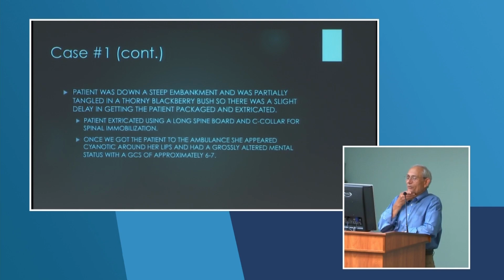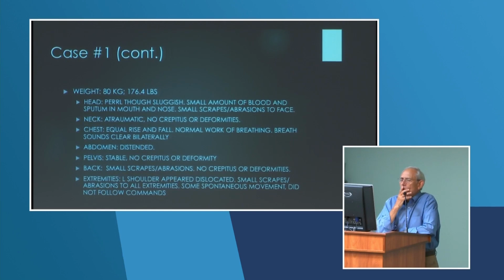Down a steep embankment, partially tangled in a thorny blackberry bush. Slight delay in getting the patient packaged and extricated. Extricated using a long spine board and C-collar for immobilization. Once we got the patient in the ambulance, she appeared cyanotic around her lips with a grossly altered mental status, with a GCS of 6 to 7. She weighs about 80 kilos.